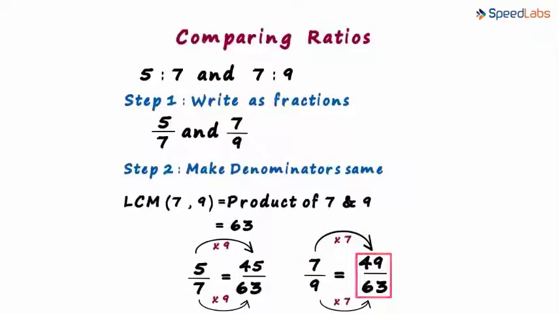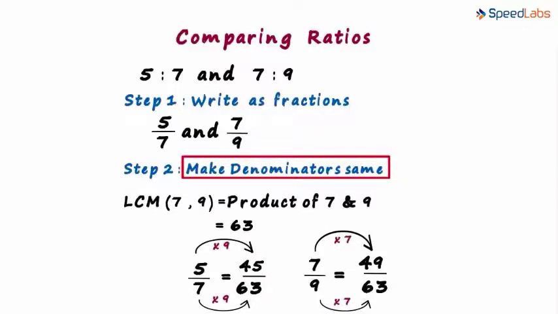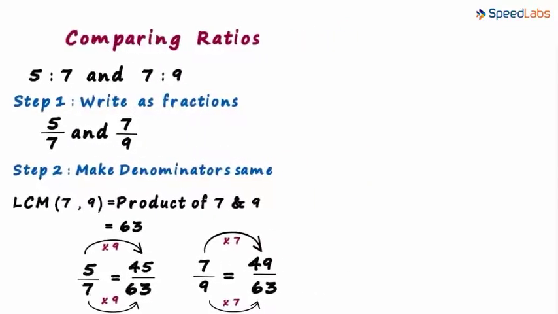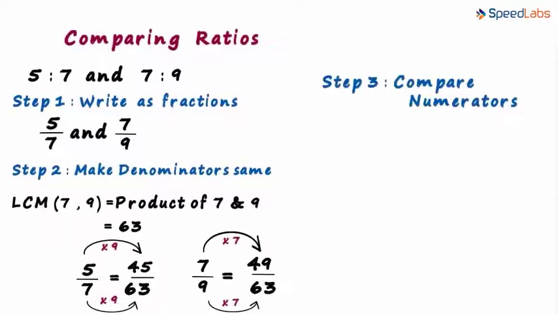As I said before, this is the most important step in comparison of ratios. Once we make the denominators same, there's only one super simple step left. It's comparing the numerators. The numerators are 45 and 49. And 45 is less than 49. It means that this ratio is less than this ratio.